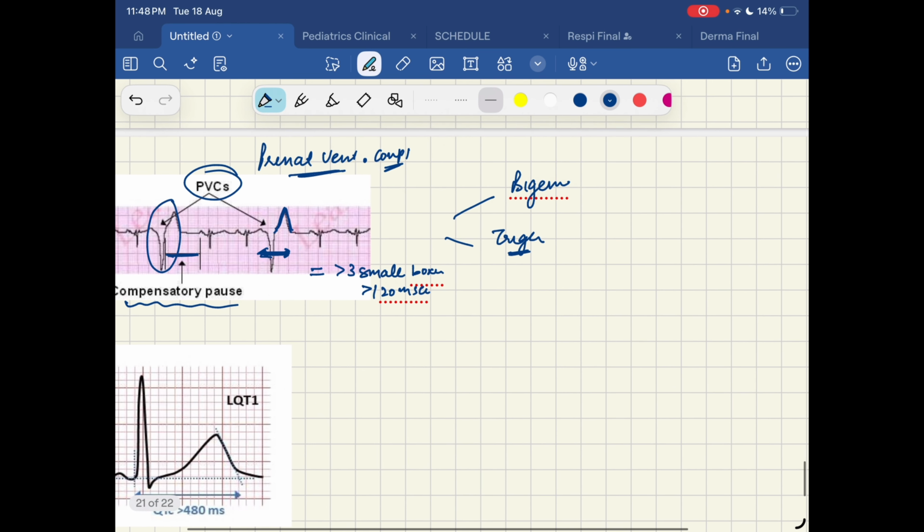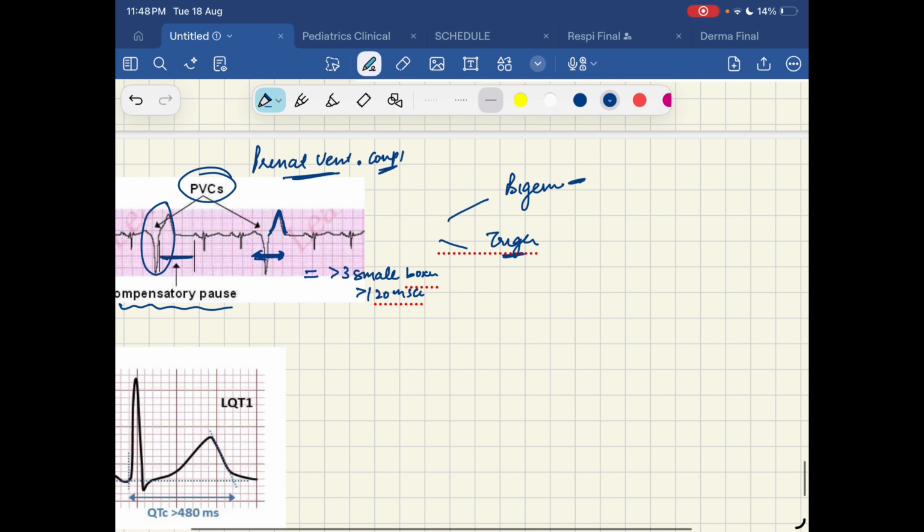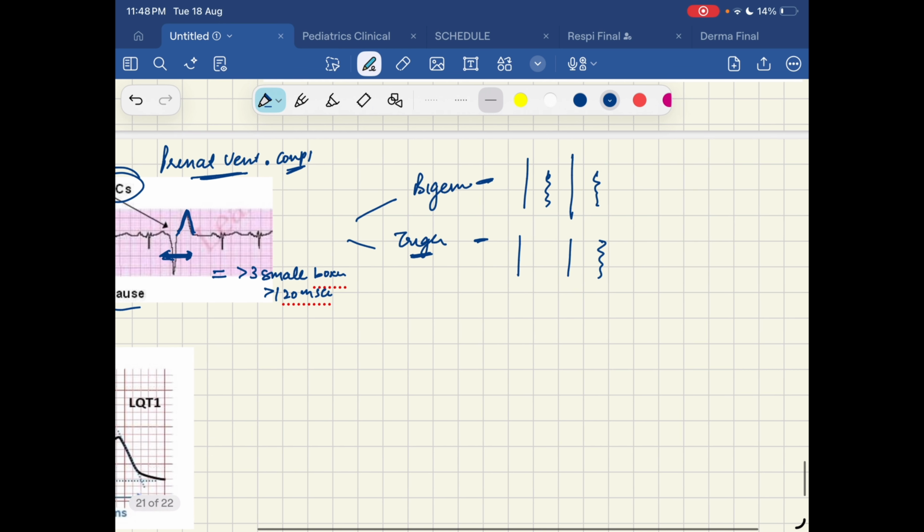So what happens is that if it's bigeminy, it means that after every QRS there will be some kind of premature complex, and then there will be a QRS, then this. So QRS, a premature complex, QRS, a premature complex. But in trigeminy, after two complexes there is a PVC. After two complexes there is a PVC. So this is roughly an idea about the types, which is not that important.